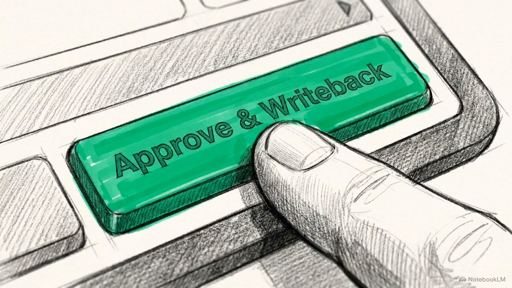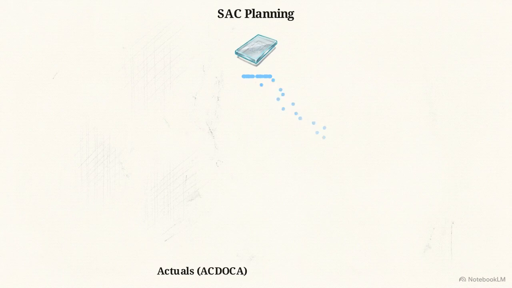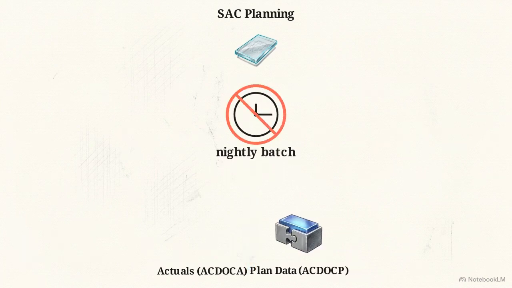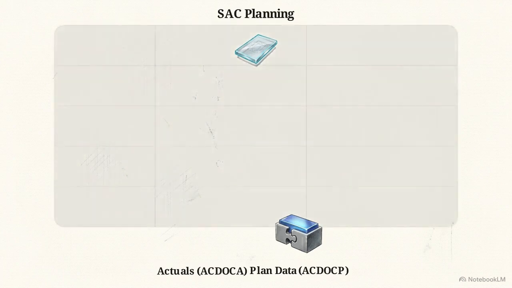Once an annual budget or quarterly forecast is simulated, adjusted, and approved inside SAC, the data needs a return path. This diagram shows the finalized SAC planning output flowing back down, natively writing into S/4HANA's ACDOCP table, the designated environment for plan data. Storing the plan data directly alongside the actuals in the Universal Journal eliminates the latency of nightly batch data synchronization. We can now run real-time variance reporting.